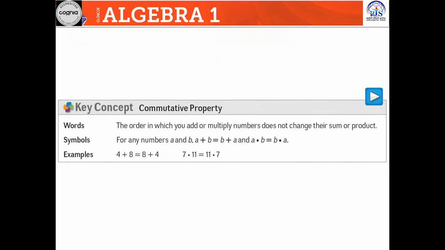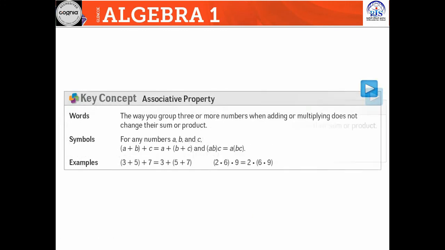Commutative property. What is commutative property? Commutative property means I can change the order of the two numbers in addition or multiplication. For example, I can say 3 plus 2 equals 5 or 2 plus 3 equals 5. When I change the two numbers that I add or multiply, the answer does not change. This is called commutative property. Like here, 4 plus 8 equals 8 plus 4. I only change the places of 4 and 8. The same for multiplication. 7 times 11 or 11 times 7 are the same. This is called commutative property.